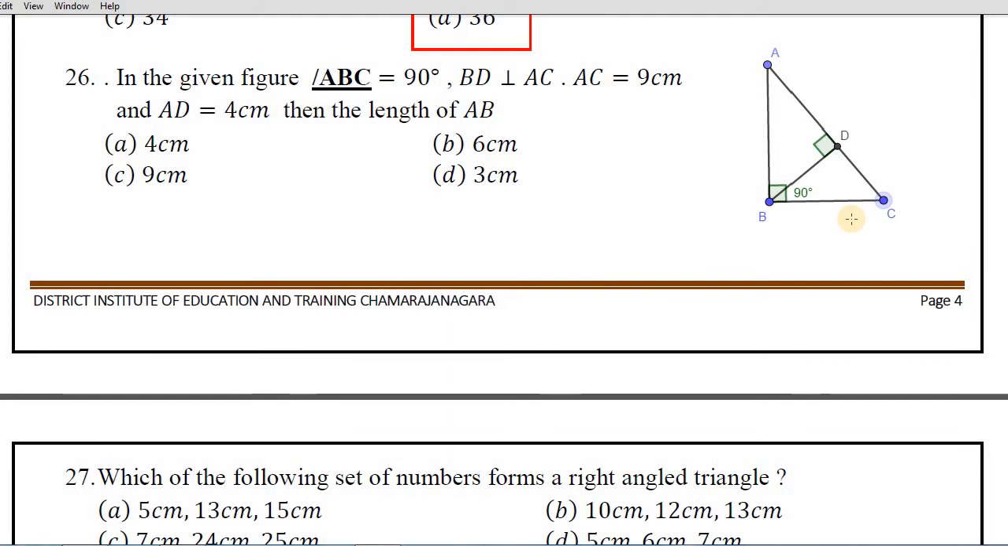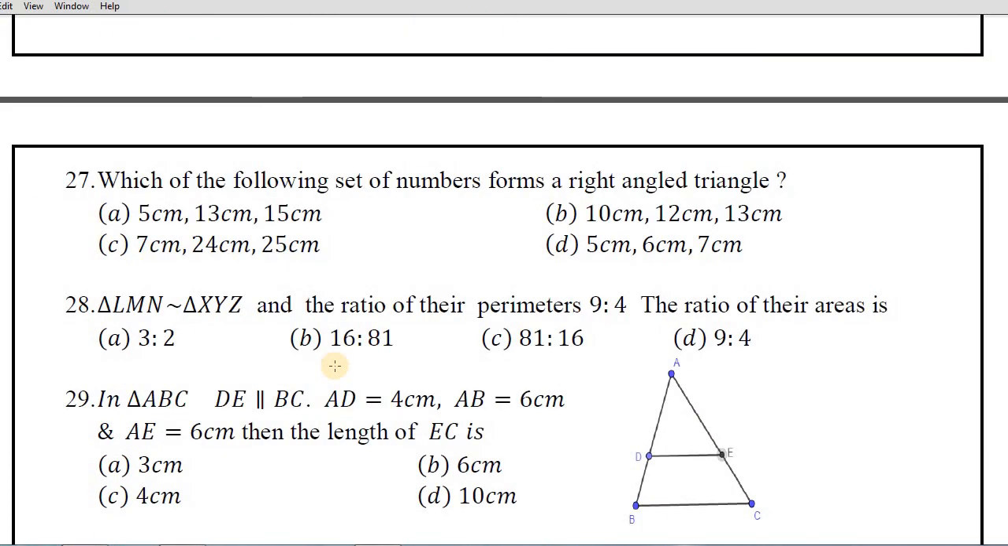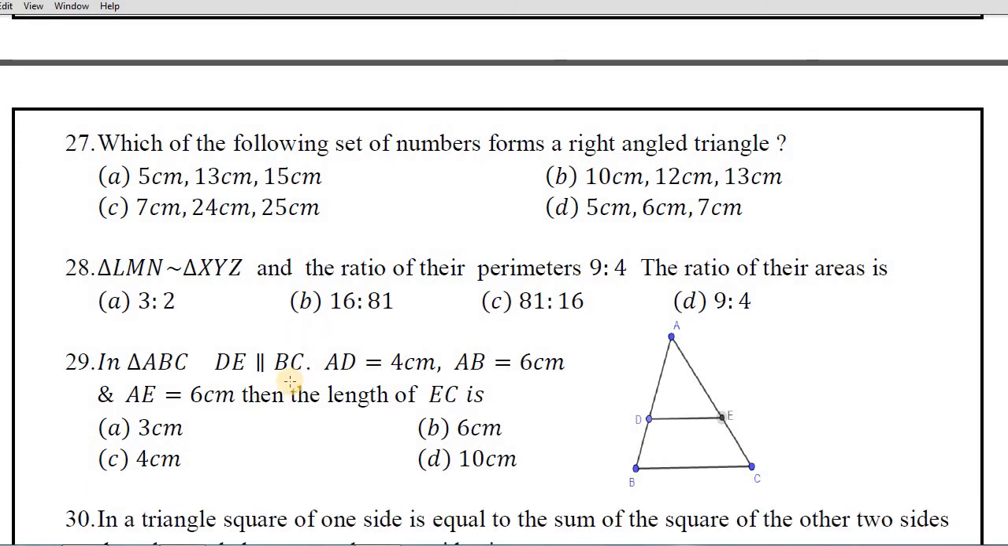Substitute the values and simplify. You will get the right answer, that is option B, 6 centimeter. Next, let us move on to another question, children. Which of the following set of numbers forms a right angle triangle?